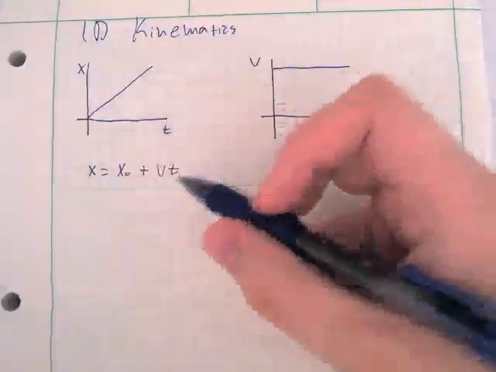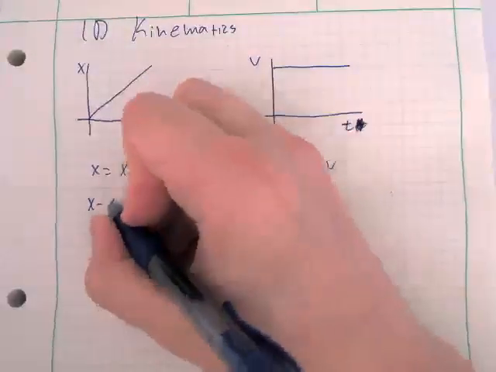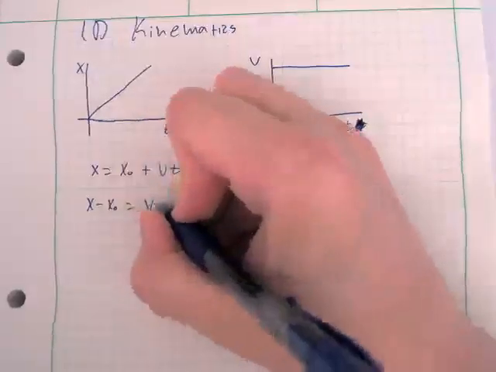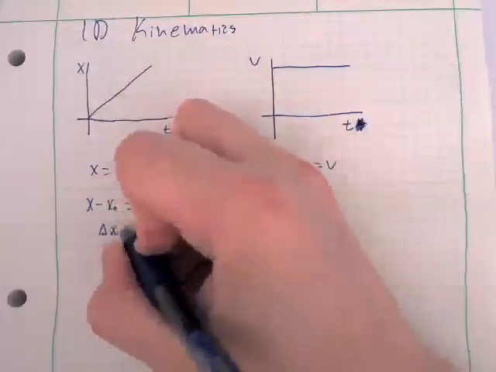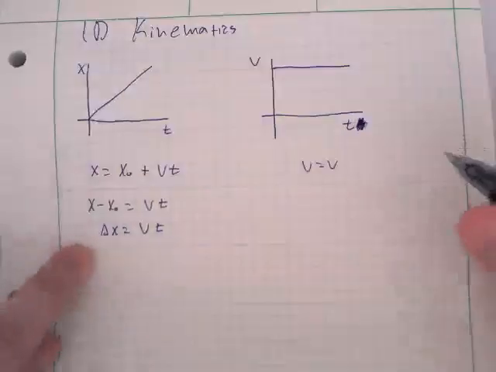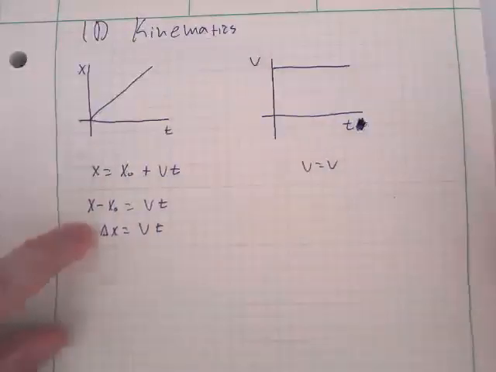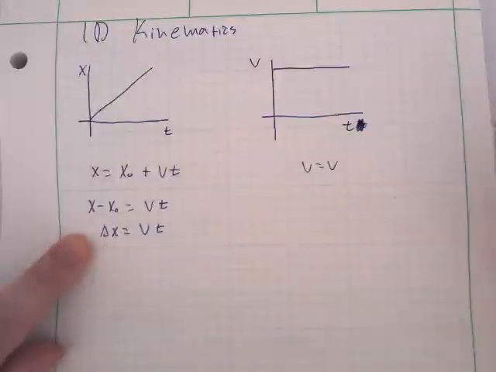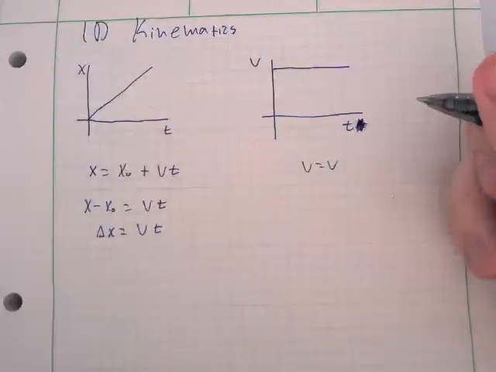But for now, let's look at this graph. Another way I can write this is to subtract the initial position off of both sides: x minus x naught equals v times t. This is my position minus my initial position, which is also known as my displacement. So you can also write this formula in terms of the displacement. This is my displacement as a function of time: delta x equals v times t.